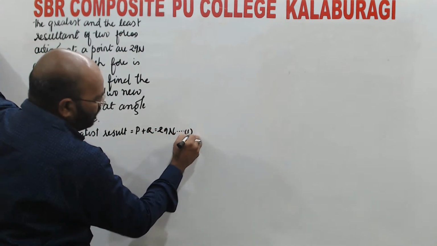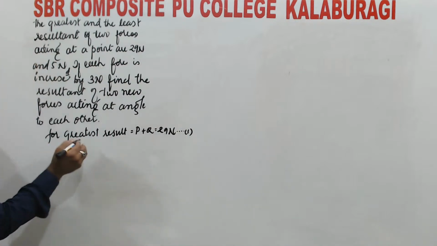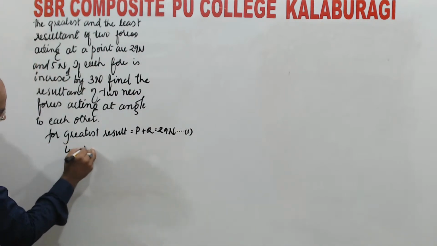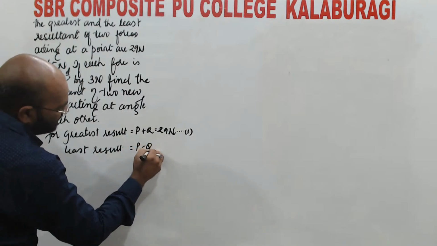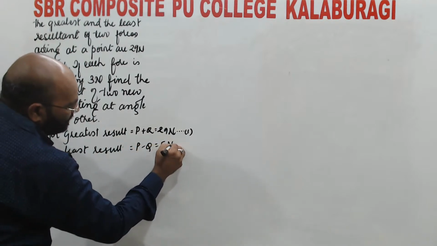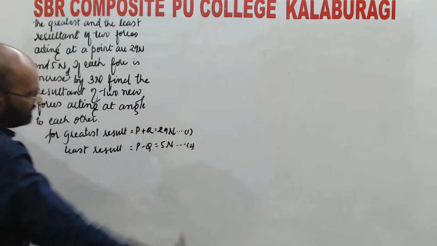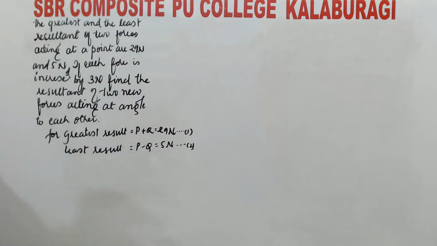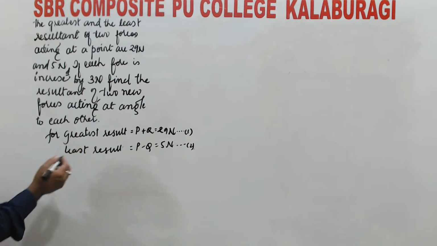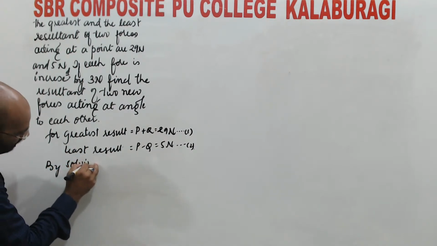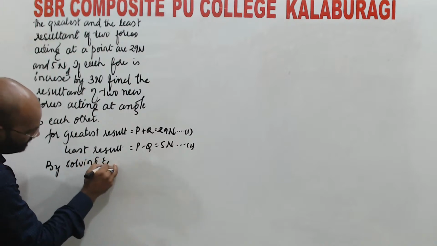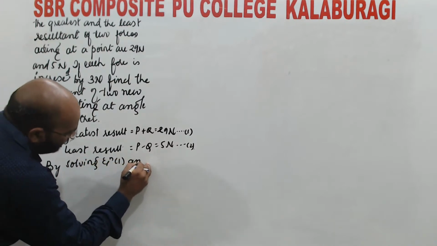Say this is equation 1. For the least resultant, this is P minus Q is equal to 5 Newton. Say equation 2. Then by using simultaneous equations, solving equations 1 and 2.